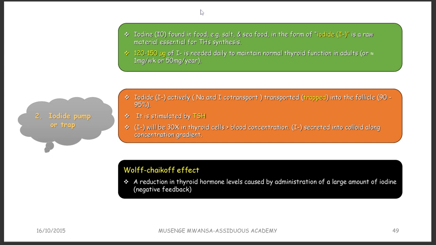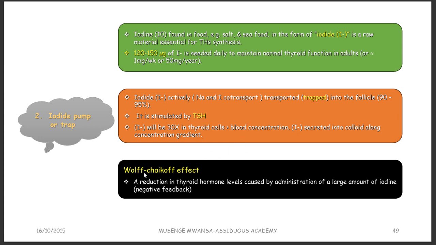Remember, first the hypothalamus is going to stimulate the anterior pituitary gland by releasing thyrotropin releasing hormone. Thyrotropin releasing hormone is now going to cause the release of thyroid stimulating hormone. Thyroid stimulating hormone will cause the release of thyroid hormone. But then what is happening is that the thyroid stimulating hormone is acting on the thyroid gland to cause the trapping of iodide. Iodide will be 30 times greater in thyroid cells than blood concentration. So in other words, you're going to have more of it in the thyroid cells than in blood.